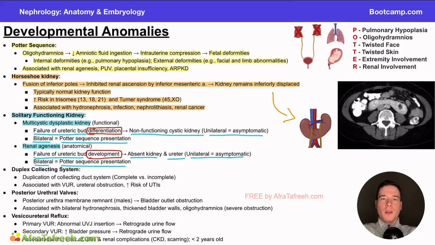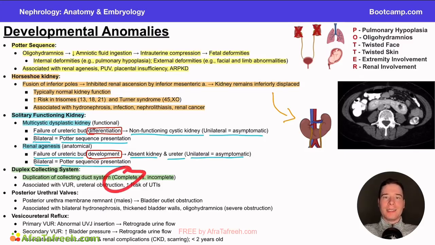Moving on to the next pathology, we have the duplex collecting system. This is due to a duplication of the collecting duct system. This can be complete versus incomplete. And what do I mean by that? Well, in a complete duplex collecting system, an additional ureteric bud actually forms. And so we have two of them that are interacting with the metanephric blastema, a structure that it typically interacts with, where the kidney and the ureter actually form together.